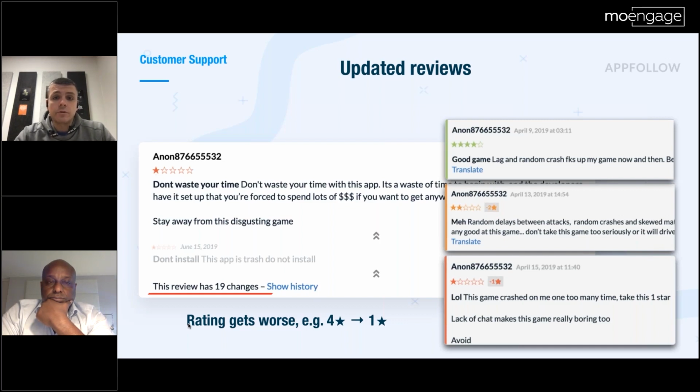Also, if you notice, when this user started to report on the game, his first impression was actually quite positive. It was a 4-star review, not a bad one. But then as time passed, and probably he didn't have any response from the developers, he became more and more disappointed, and in the end ended up with a 1-star review, and he was constantly updating it and trying to get developers to listen to what it was that he didn't like.